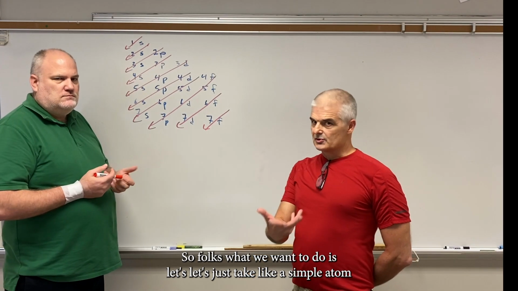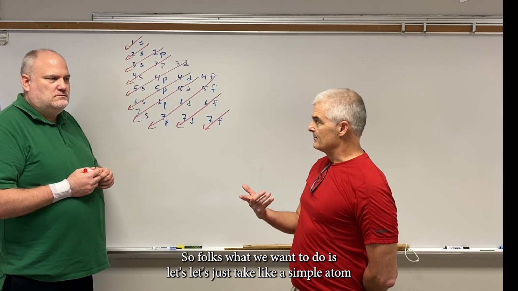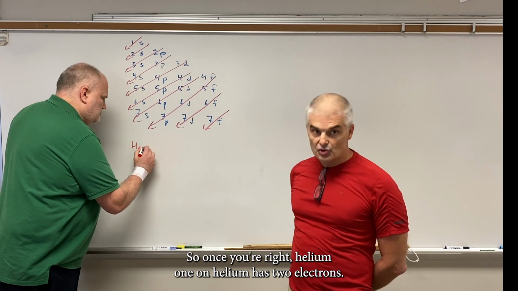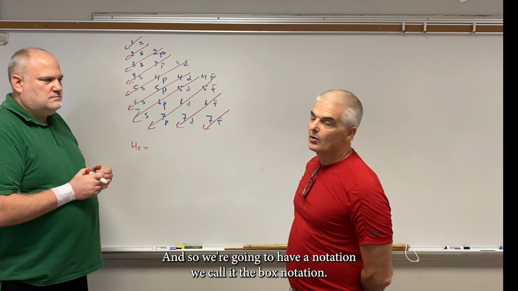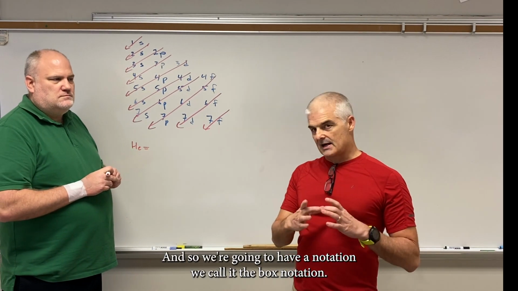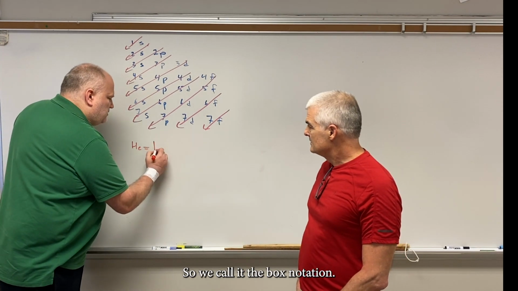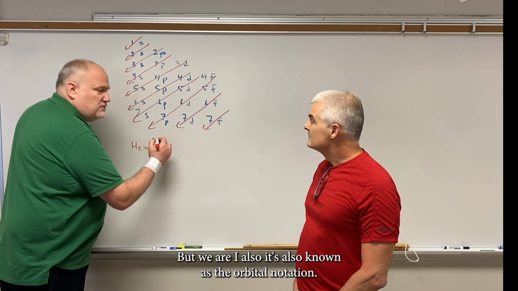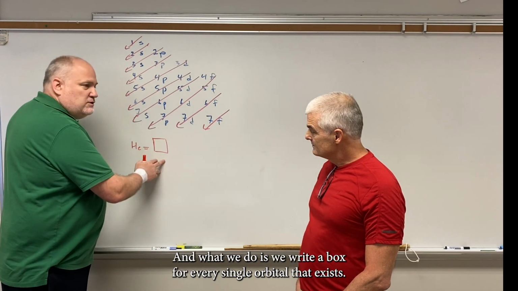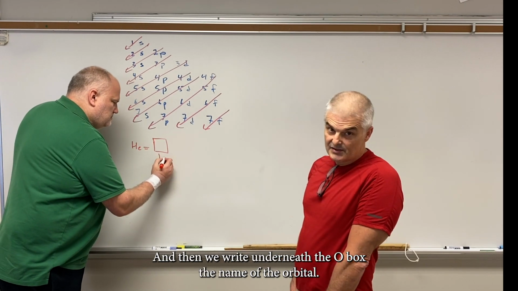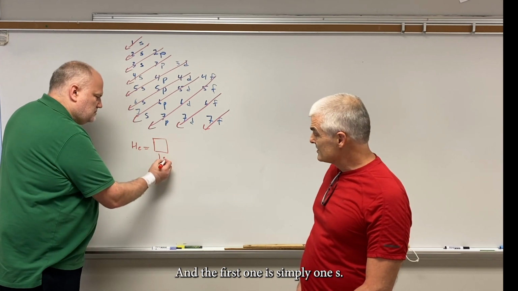So folks, let's take a simple atom like helium. Helium has 2 electrons. And we're going to have a notation. We call it the box notation, but it's also known as the orbital notation. What we do is we write a box for every single orbital that exists, and then we write underneath the box the name of the orbital. The first one is simply 1s.